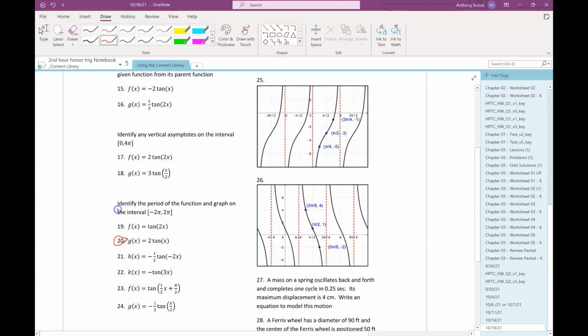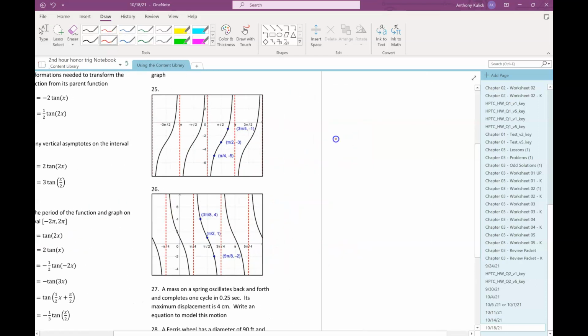So looking at 20 from the problems. First thing I'm going to do is identify the values for A, C, H, and K. Okay. I know the period is pi times the absolute value of C. So in this case, the period is pi. I think that was one of the things it asked for in the question.